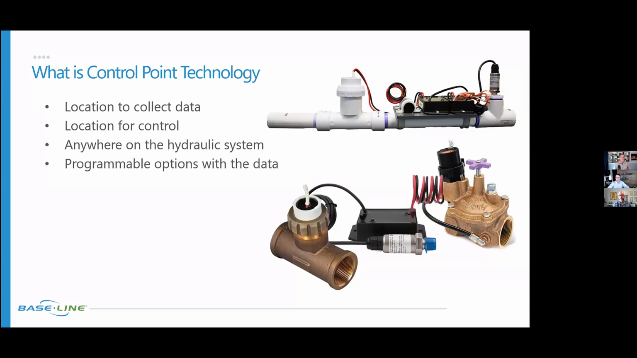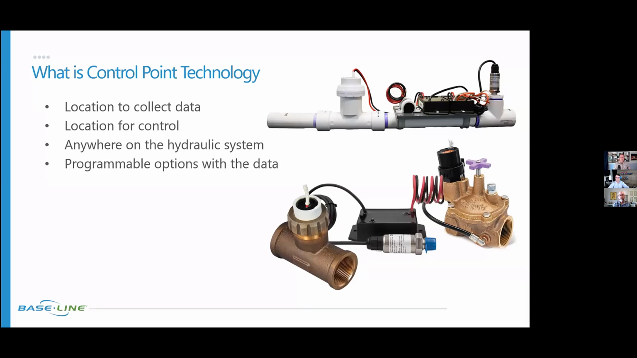So we have a pretty good idea of what we can do with flow data because it's been around for years, but pressure data is something new, and I think we're going to have a whole other Tech Talk episode to explore some of the things we can do with pressure. It's also a location for control. So we're talking about valve control and opening and closing a valve to do things with our irrigation system. So data and control are the two things that we're getting out of a control point.